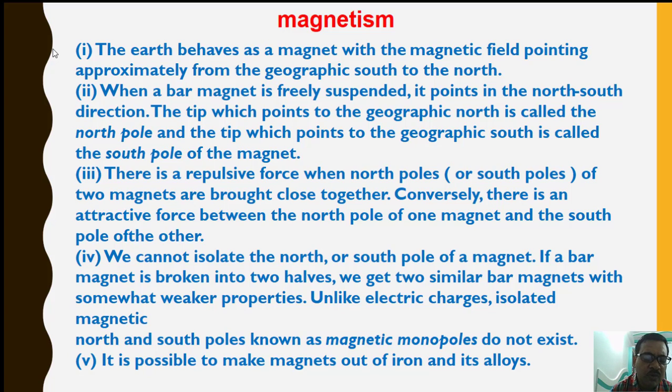Next, point number 4, we cannot isolate the north and south pole of a magnet. If a bar magnet is broken into two halves, we get two similar bar magnets with somewhat weaker properties. Unlike electric charges, isolated magnetic north and south poles known as magnetic monopole do not exist.